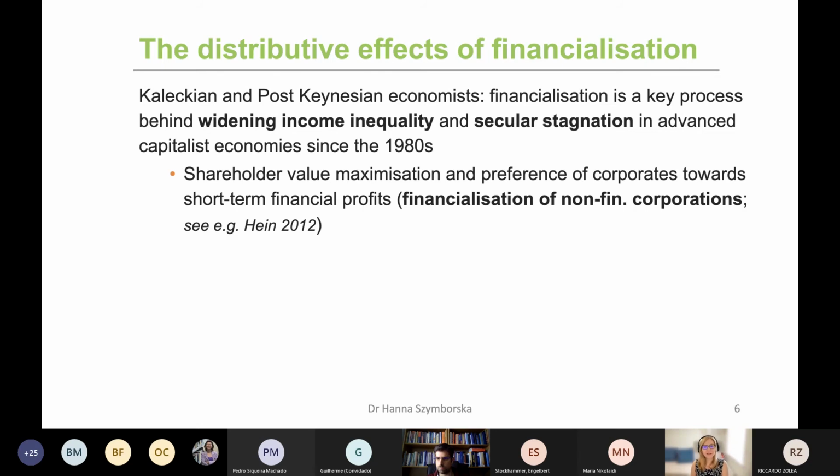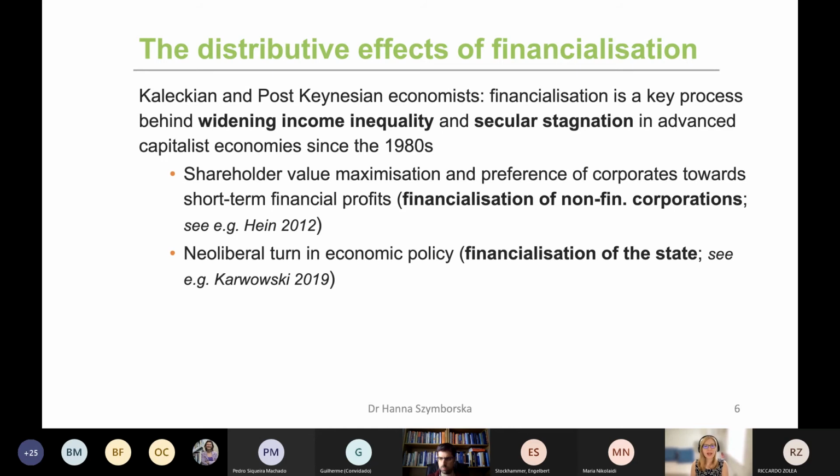Some of the main channels highlighted in this literature refer to corporate governance and the operation of firms, and more specifically a preference towards short-term financial profits. But another body of literature emphasizes the role that policy itself has played in facilitating financialization and its impact on inequality.